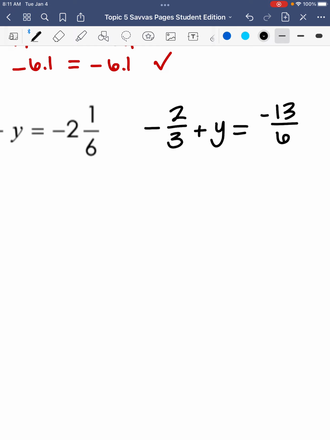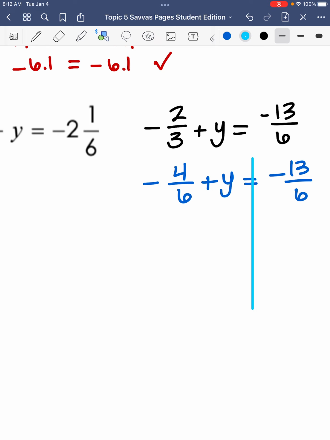Now, one thing I also want to do is I want to try to get to a common denominator. So 3 and 6. Which one can I change? If you said this one right here, you're correct. So I know to get from 3 to 6, I would just need to multiply by 2 on the top and bottom. So that's going to become negative 4 over 6. So again, I'm just rewriting it. We have negative 4 over 6 plus y equals negative 13 over 6. So now both of my fractions have the exact same denominator. So I think it's going to be a little bit easier for me to solve this one.